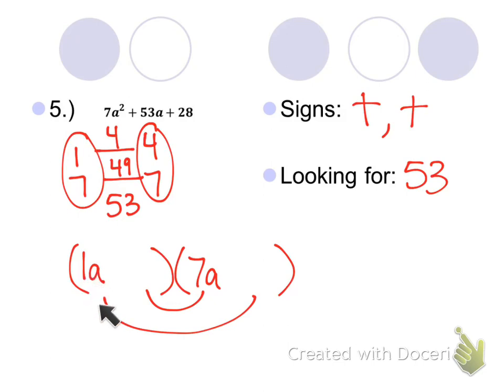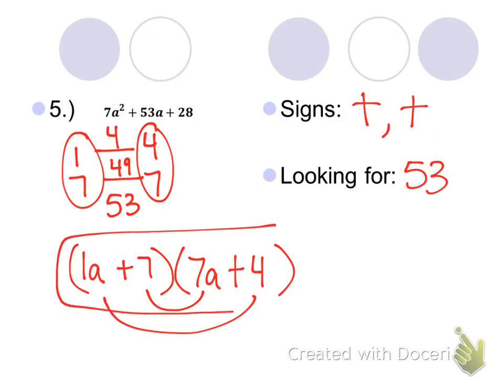So what has to be connected to the 1a? A plus 4. And then what has to be connected to my 7a? A positive 7. So if it helps you to fill in the fronts of your parentheses first from that first bubble, and then fill in the rest of it, that's fine. Questions, concerns? All right.